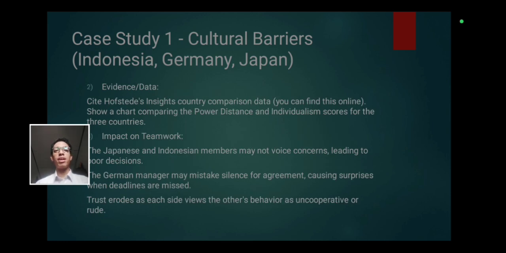For the evidence and data, you can see from the slide the country comparison data that shows the chart comparing the power distance and individualism scores for the three countries. Impact on teamwork. The Japanese and Indonesian members may not voice concerns, leading to poor decisions. The German manager may mistake silence for agreement, causing surprise when deadlines are missed. Trust erodes as each side views the other's behavior as uncooperative or rude.